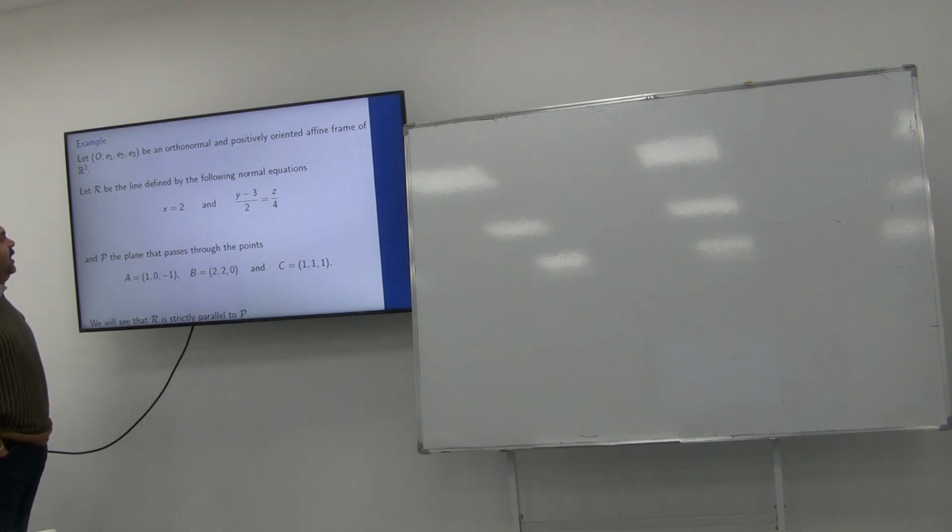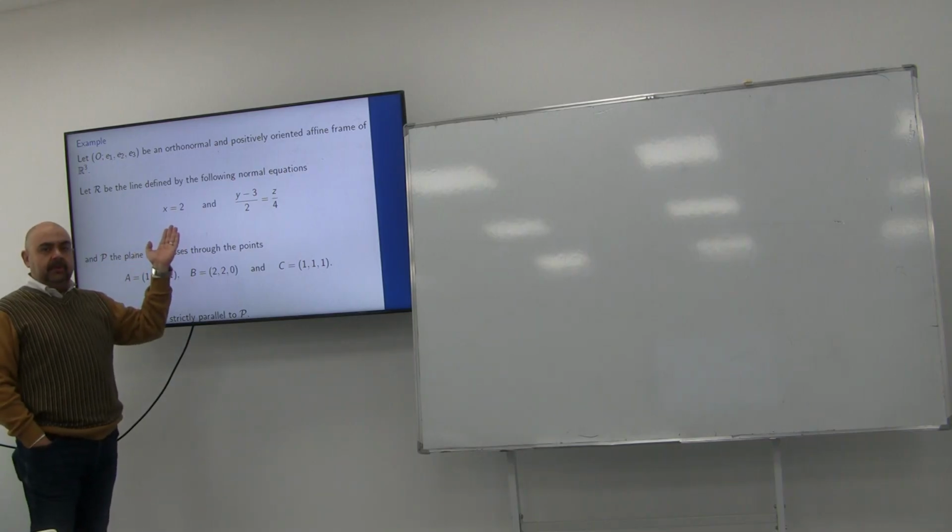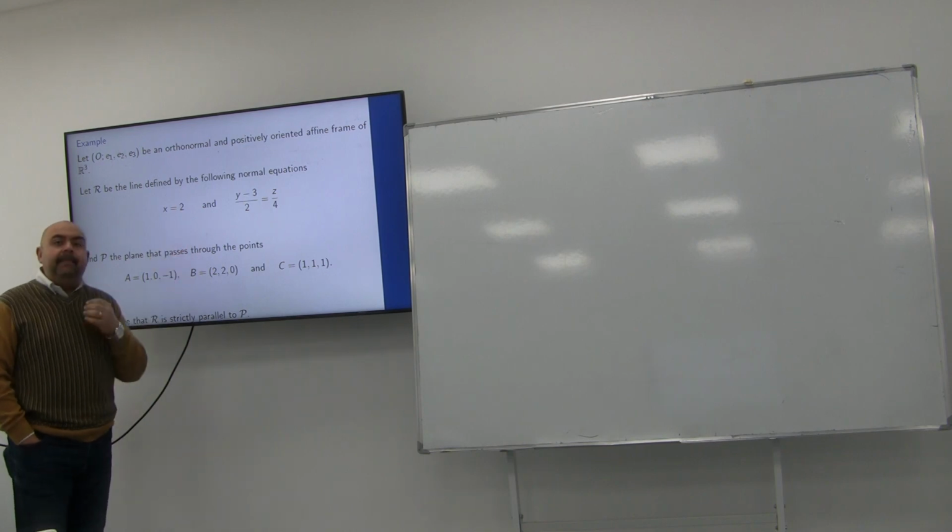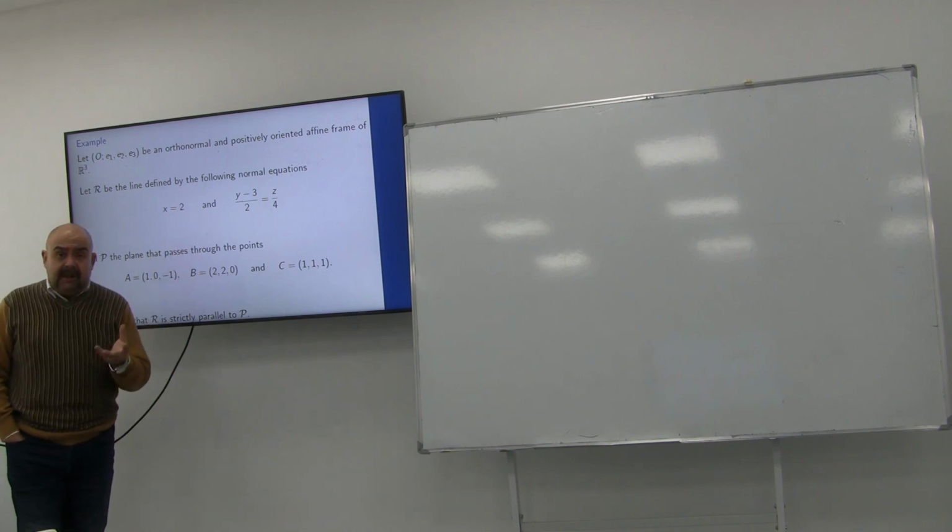So let R be the line defined by the following normal equation. I'm giving you this straight line equation. And this straight line equation, if you look exactly at it, means I'm giving you a point and a vector.